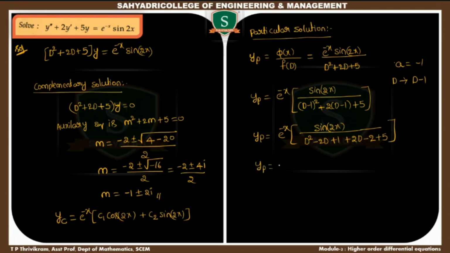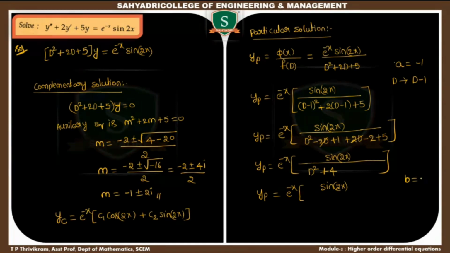So yp is equal to e power minus x into sine 2x divided by D square, minus 2D plus 2D get cancelled. Okay, 1 minus 2 plus 5, so I'll get plus 4. Okay, so therefore yp is equal to e power minus x. Here the coefficient of x in sine is how much? 2. So we got 2. Next, in the place of D square, type 2.